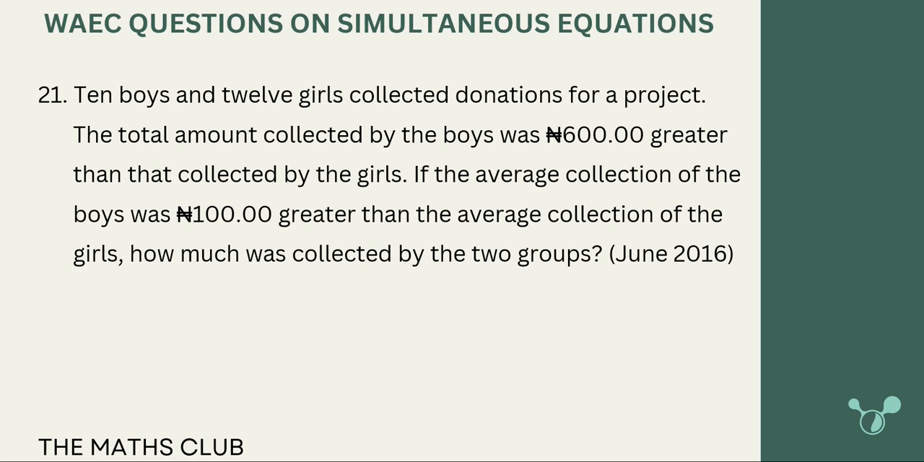Total amounts collected by the boys was 600 greater than that collected by the girls. If the average collection of the boys was 100 naira greater than the average collection of the girls, how much was collected by the two groups? I want you to pause the video and try this out yourself. Welcome back. Let's solve this together.